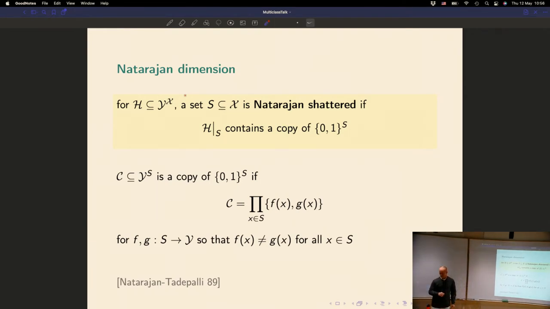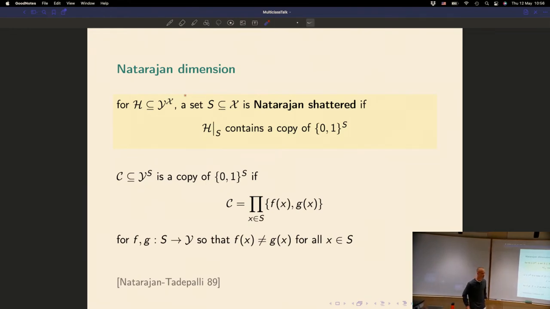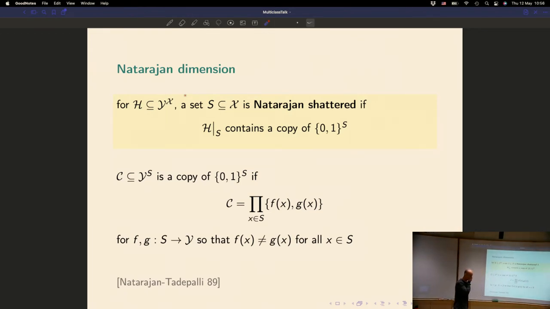Can I ask a question? Sure. I just want to make sure I understood. You're basically saying you're taking f and g such that for every data point you're labeling it as 0 or 1, and then according to that you're seeing if it's shattered for the VC dimension. No, so this is a collection of functions from S to Y. Now, this collection of functions will contain a copy of the cube. What does it mean to contain a copy of the cube?